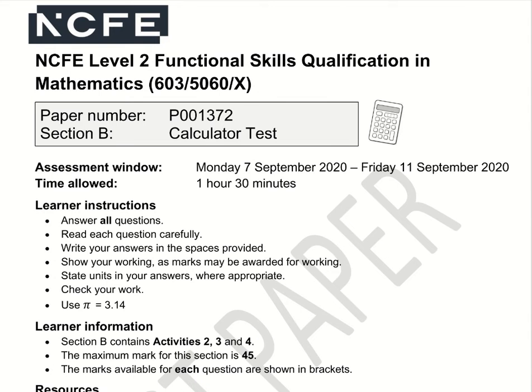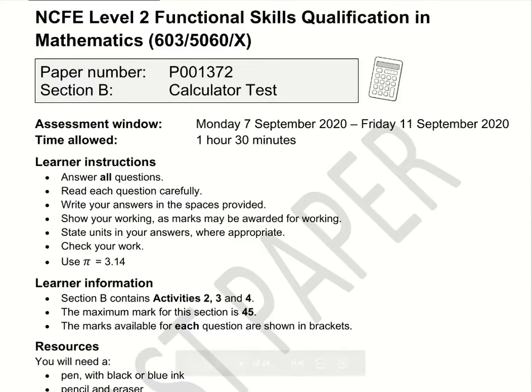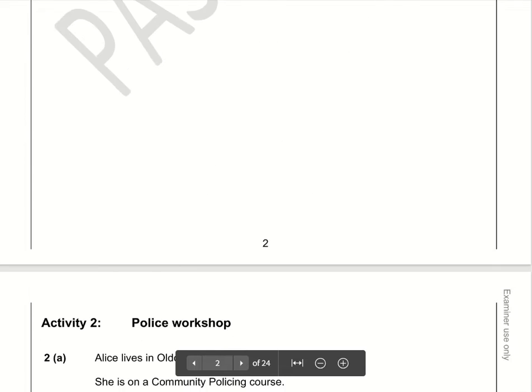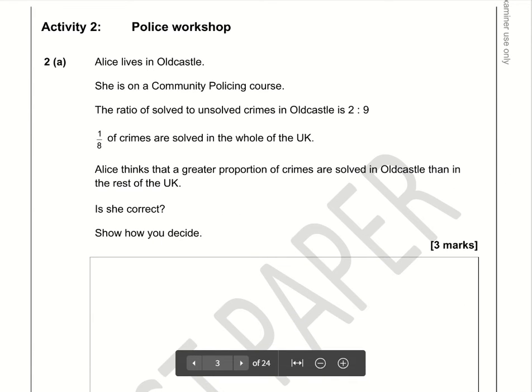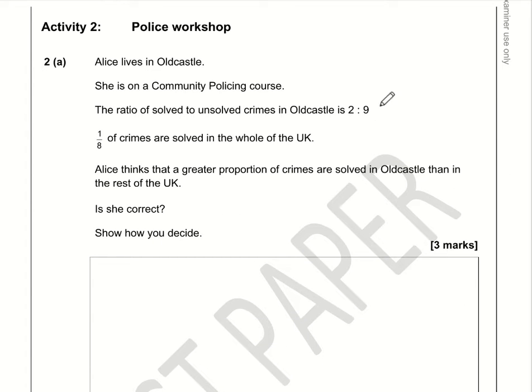Here are the video solutions for NCFE Level 2 Maths. This is section B, this is the calculator part, and this is September 2020. So the very first question, we are comparing crime rates for the UK and Oldcastle.